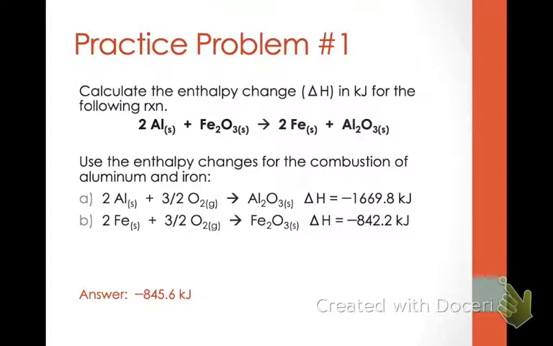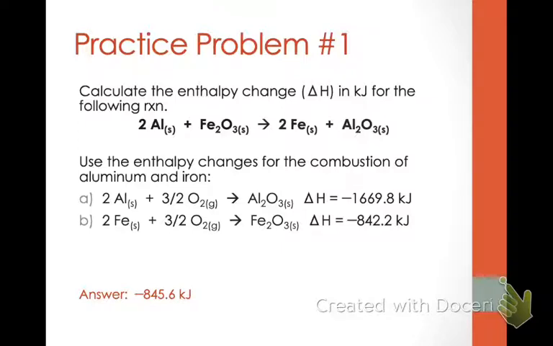Okay guys, I'm back to show you how to solve these two practice problems from the PowerPoint. Hopefully you didn't have any trouble with them and you got the answers that were given, but I'll give you a quick little overview of how I solved.